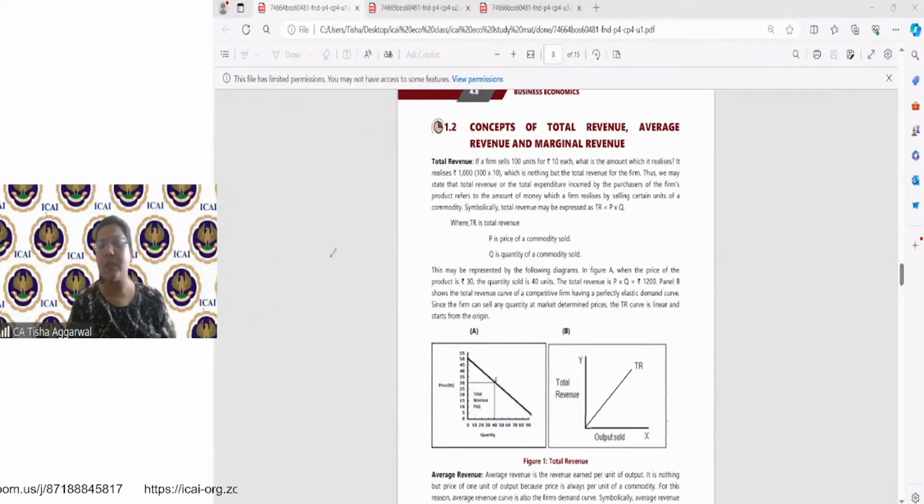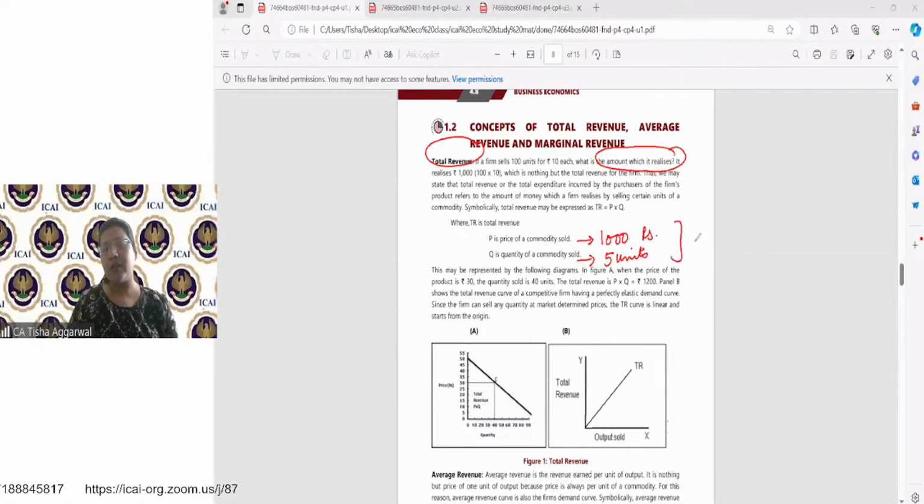Total revenue is what you are earning in totality. What is your total income? What is your total earning? So total revenue is basically the total amount that you realize. Let's say you are selling products at 1,000 rupees and selling 5 units, what will be your total revenue? That is going to be 5,000 rupees. This is what is known as the total revenue.